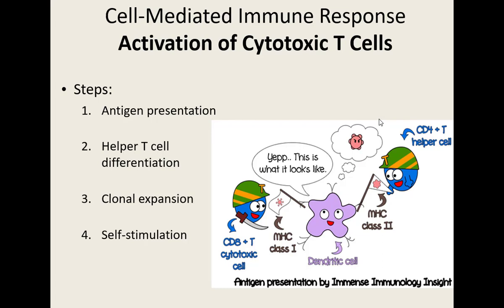So 4 steps. Your antigen presentation, making those T helper cells because their job is to help, clonal expansion, which includes the memory cells, and then the self-stimulation to really make that mass production of all of those cytotoxic T cells.